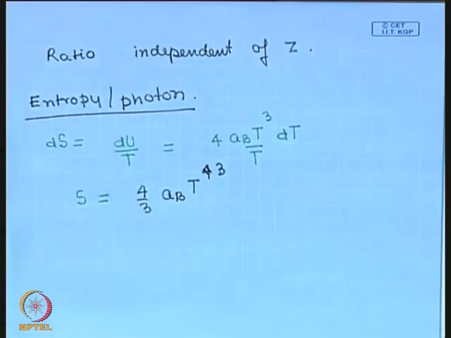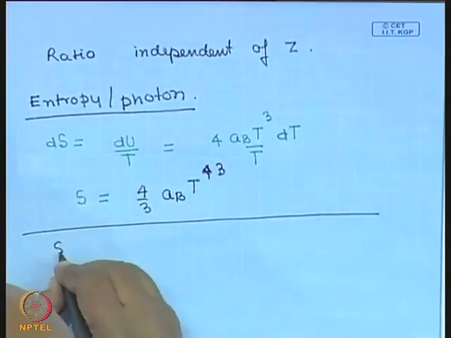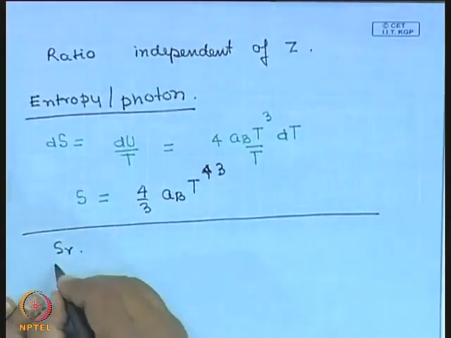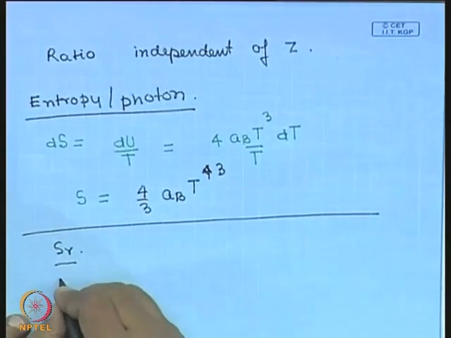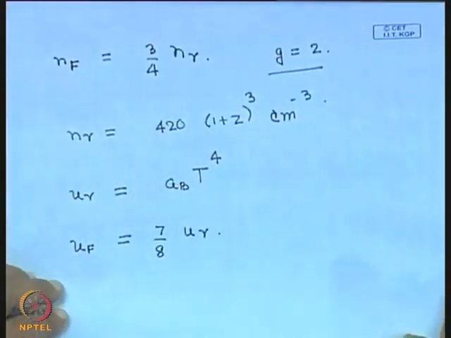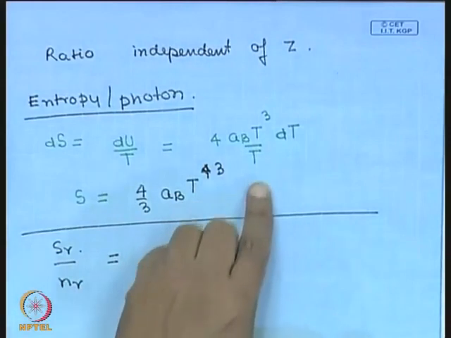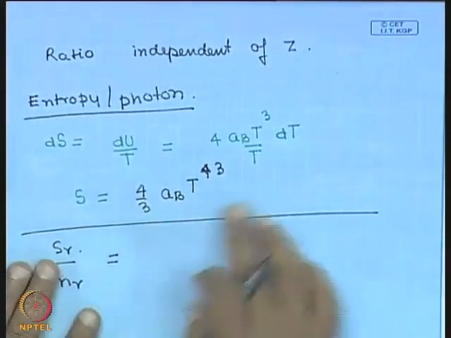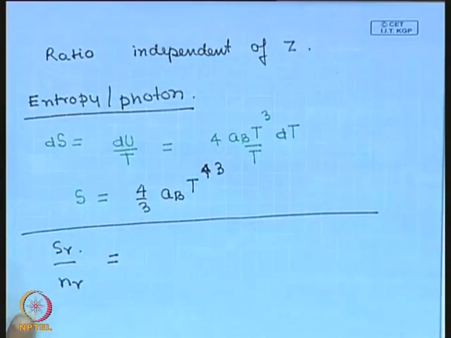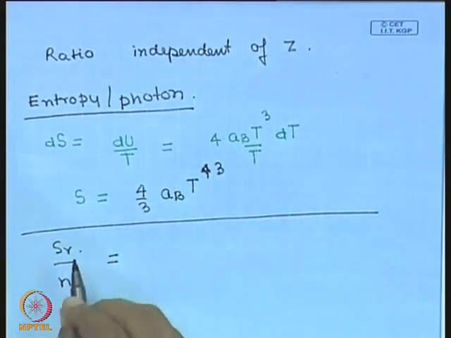Now if I look at the ratio of the entropy of the photons per unit volume to the number of photons per unit volume, both of these we have seen scale proportional to T cubed. So this ratio is independent of redshift. The scale factor dependence cancels out, and the T dependence cancels out. So for blackbody this ratio turns out to be 3.6.